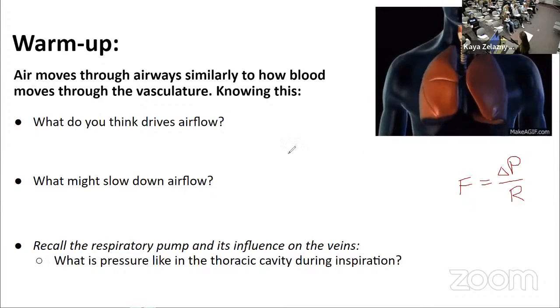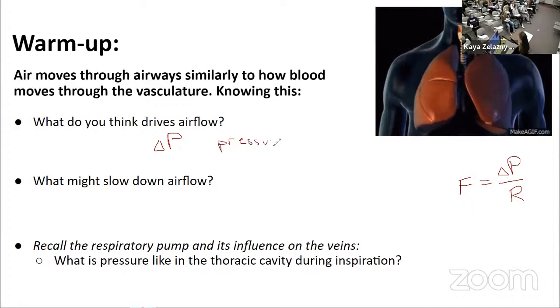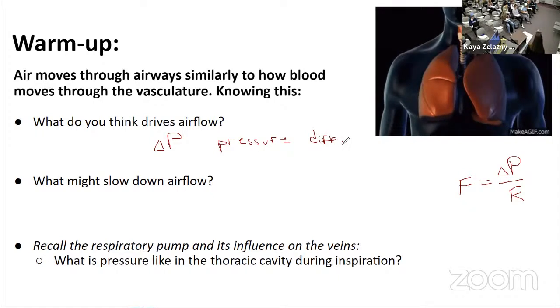Yeah, so we're going to have a pressure gradient, pressure differences. And it's going to slow down airflow. Perfect. So resistance, big R, resistance.